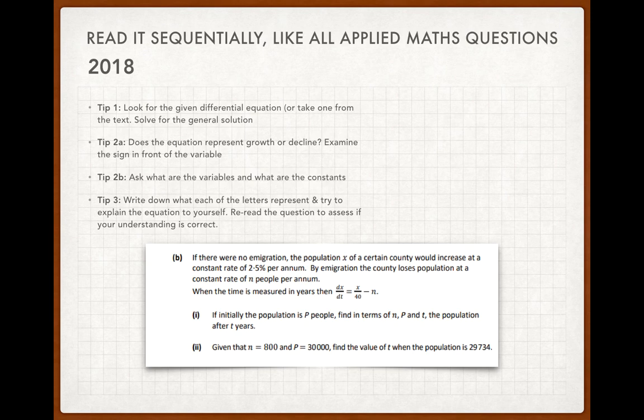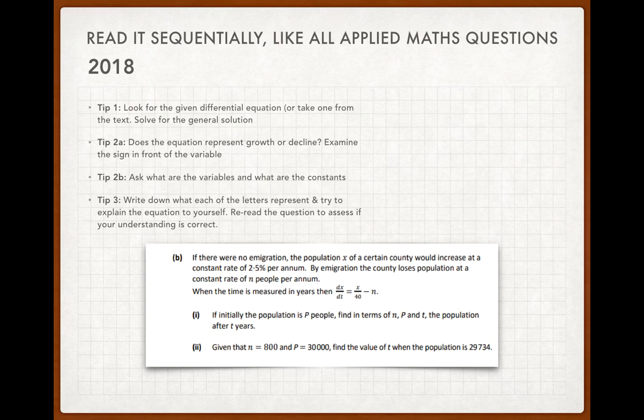First thing we need to do, look for a differential equation. Is it given? Yes, it is. Second thing, does it represent growth or decline? So it's dx/dt on the left. x is the variable we need to look for, and we're looking for a plus or a minus in front of the x. It's a plus, so it represents growth.